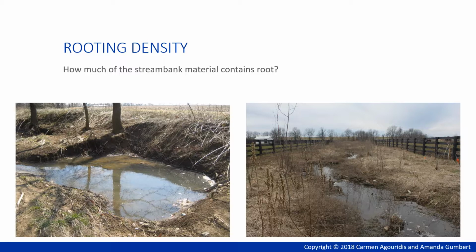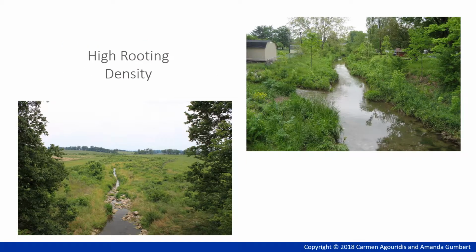When root density is high, the soil is held tightly in place. For optimal stream bank protection, the goal is to use vegetation with deep, dense root systems. These photos show examples of riparian vegetation whose dense roots are providing substantial protection from stream bank erosion.